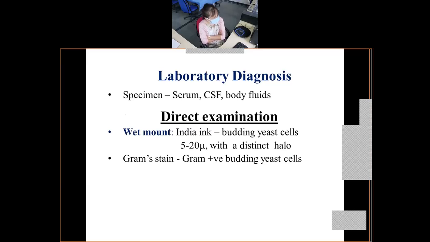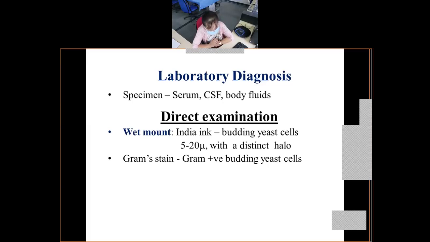Once it comes to the lab, we do a wet mount. This is a very simple test. You just take the clinical sample and add a drop of India ink. Once you add the India ink, you will observe the budding yeast cell, approximately 5 to 20 micron in size, with a very distinct halo. This is a very rapid test you can easily do. If you have seen it once, you will not forget it because the morphology is very characteristic.